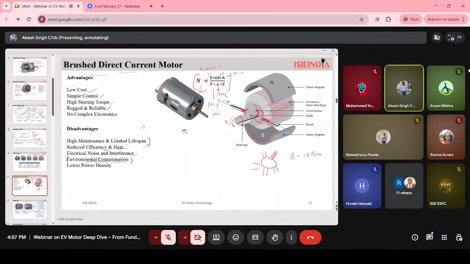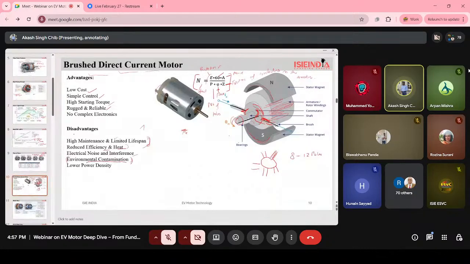Then can anyone tell me what is Z? Basically, Z is the total number of conductors in the armature. Total number of conductors in the armature.